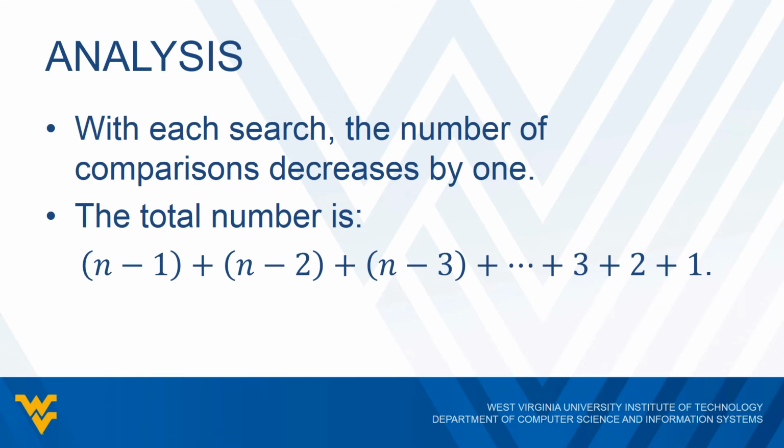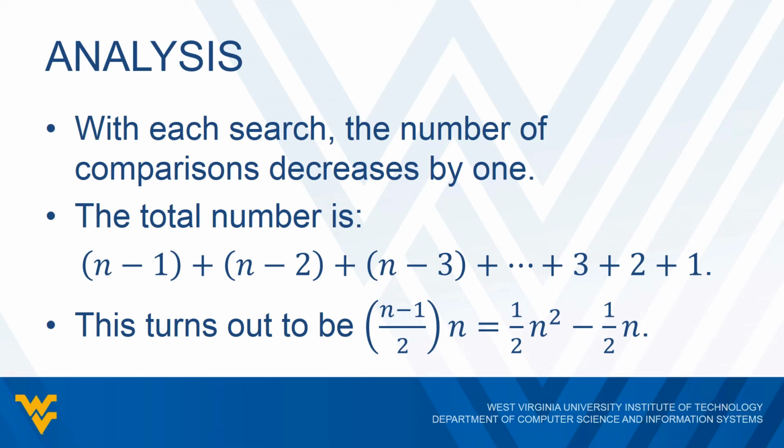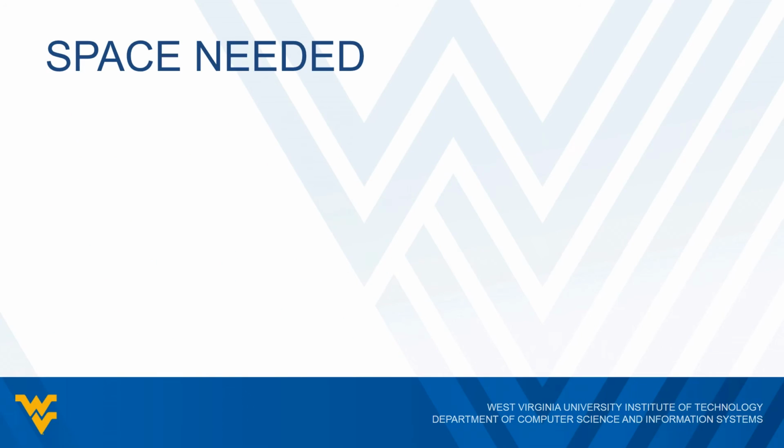So what's the total number of comparisons? Well, that's going to be n-1 plus n-2 plus n-3, and then we just keep going down all the way to 3, 2, and 1. So this is our total number. That's great and all, but what does this give us? Well, if we did the entire math, this actually turns out to be a quantity of n(n-1)/2, which comes to 1/2 n squared minus 1/2 n.